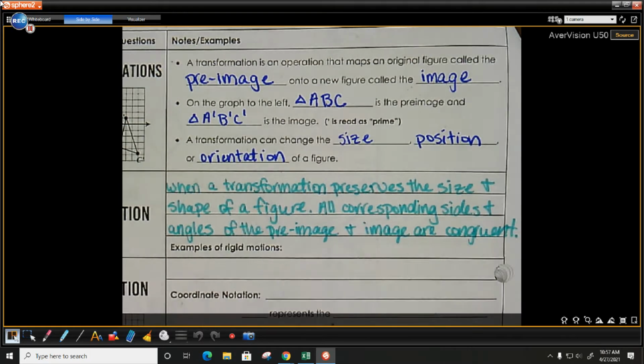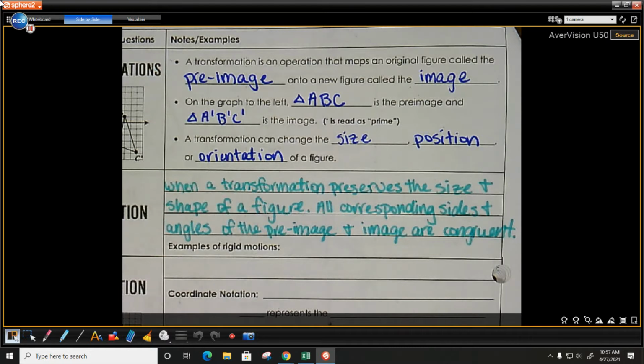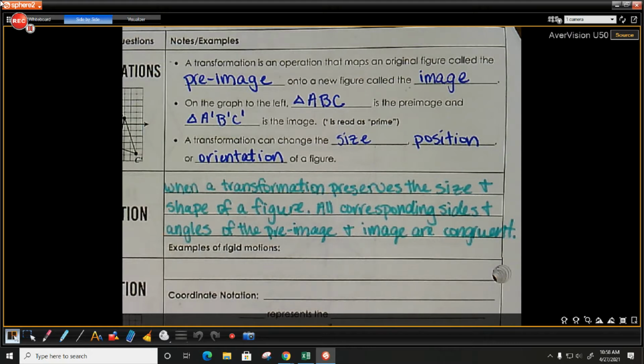So, last class we did non-rigid motions that did not preserve the size. Okay, that's whenever we used a scale factor, and that was called our dilations. Today we're going to do rigid motions, which are going to preserve the size. So all of our figures are going to still be congruent to each other.